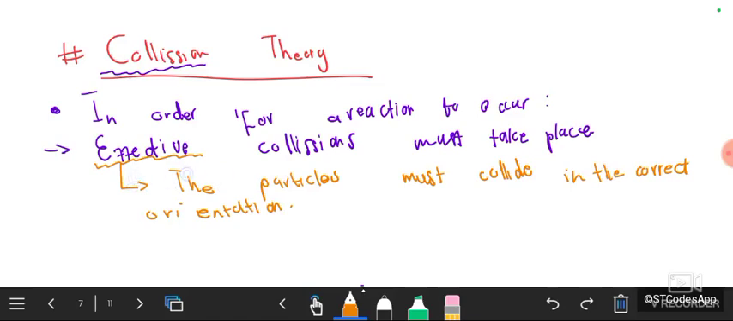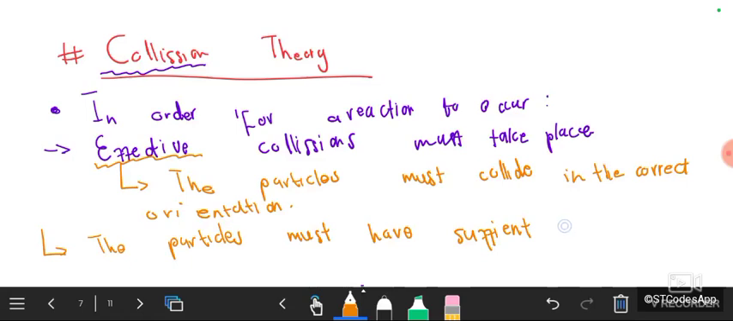So they must collide in the correct orientation, and the key point that is loved the most is that the particles must have sufficient, this one they love it, the sufficient kinetic energy. Now can I please use EK, right? They must have the sufficient EK to react. Now, what am I speaking about when I'm speaking about sufficient EK? Let me just go and explain about sufficient EK.